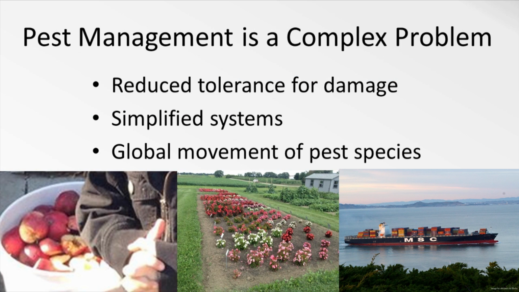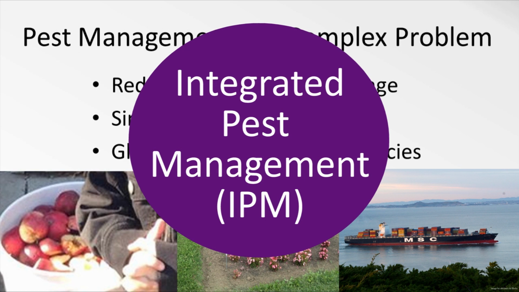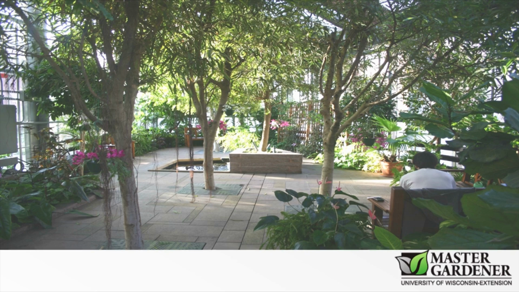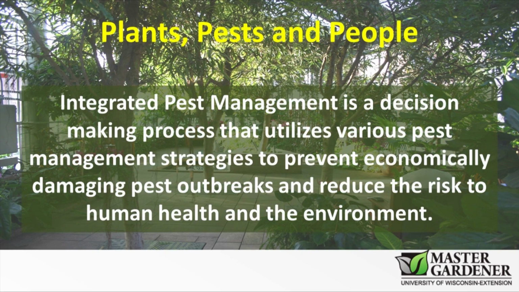Clearly, pest management is a problem with many contributing factors, including reduced tolerance for damage, simplified systems, and enhanced movement of pest species. There are a lot of things working against us, and pesticides alone are too simplistic a solution. Their use has even contributed to the problem. In response, the decision-making process known as Integrated Pest Management, or IPM, has been developed as a more comprehensive solution for this complex problem. IPM programs recognize that there are a variety of pest management strategies that can be used to prevent economically damaging pest outbreaks, while reducing risks to human health and the environment.